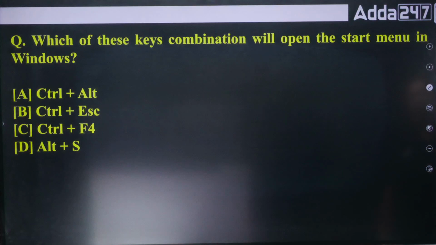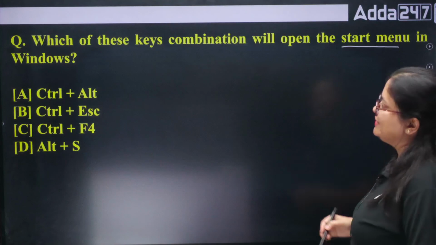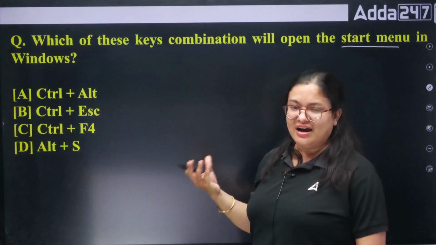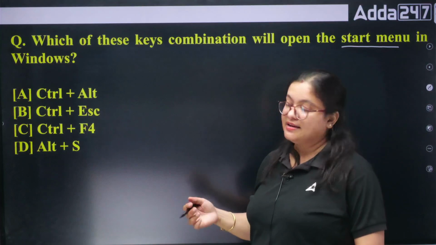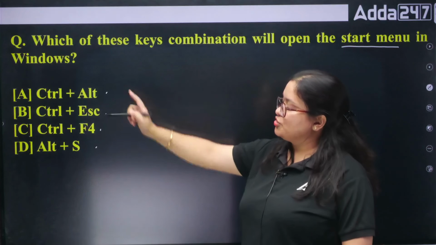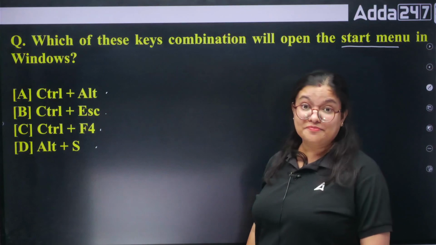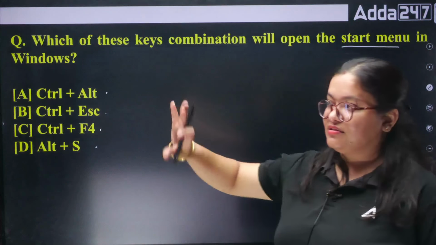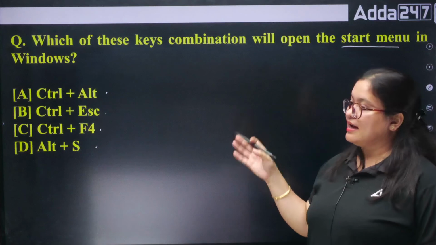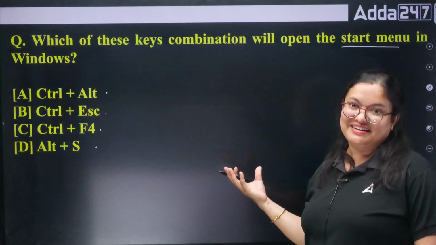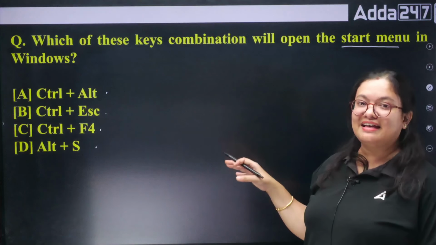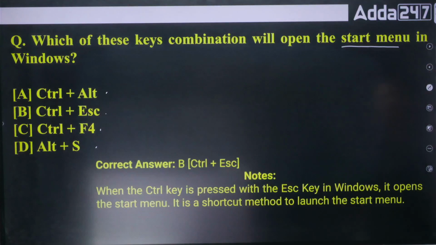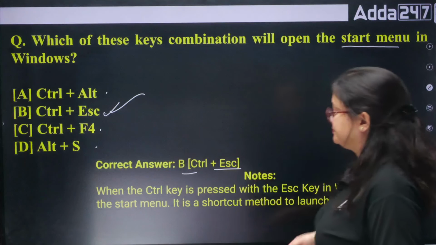Next, which key combination will open the start menu in Windows? You want to open the start menu of Windows, to open the Excel sheet for example. For that, which option will you use? Control plus Alt, Escape, F4, or Alt plus S. For this you have to at least type and see the shortcut keys on your own. Suddenly you may not be able to answer because these are not so easy. These are shortcuts of the computer, right? The computer is built with them for this particular function. You have to practice this on your own. So for the start menu, we use Control plus Escape, okay.